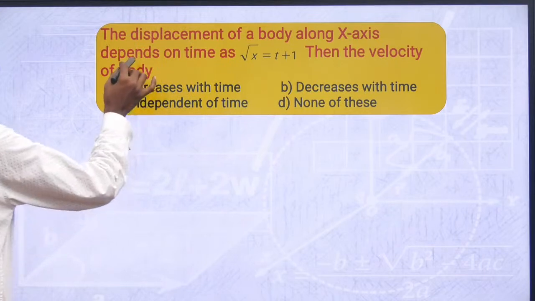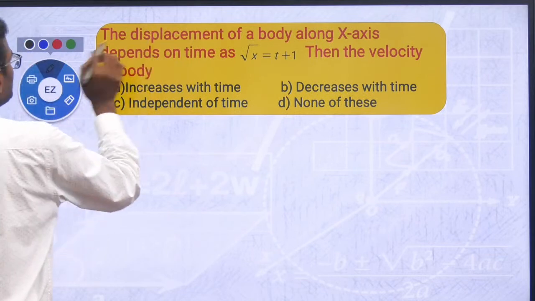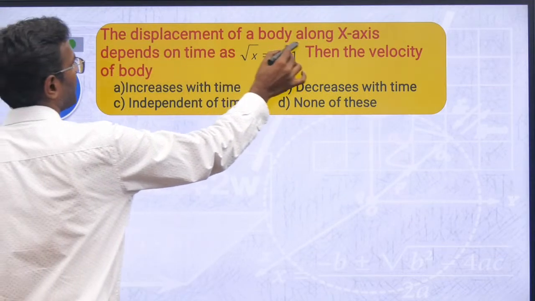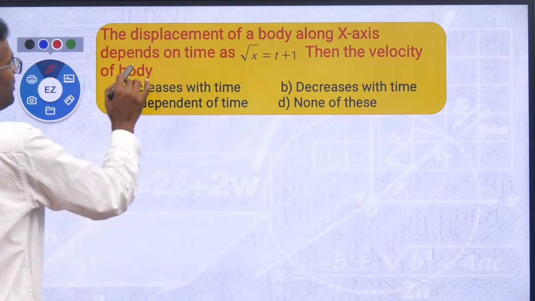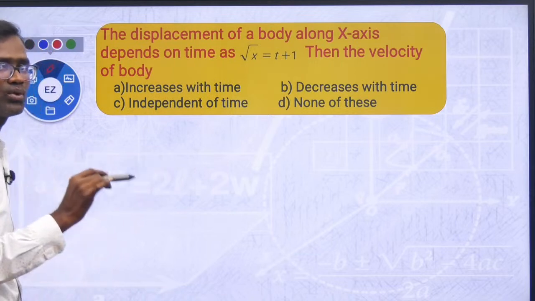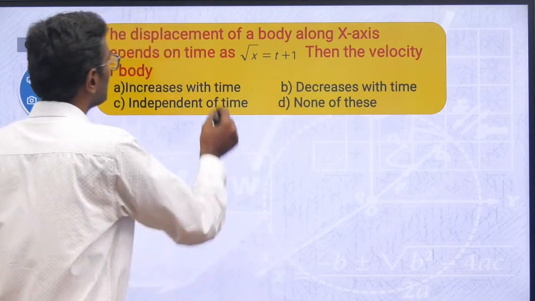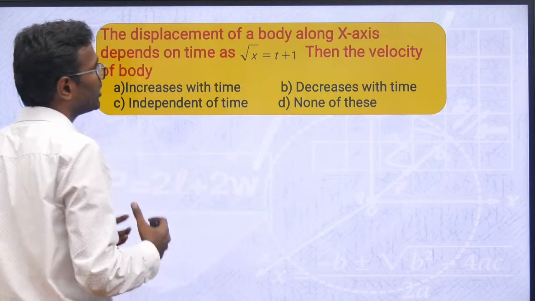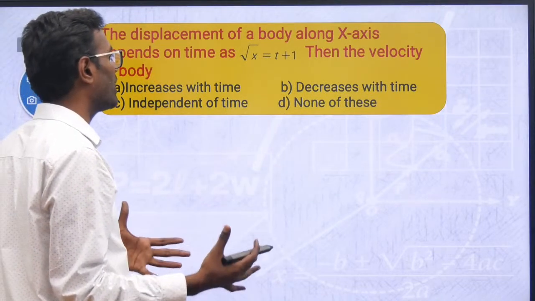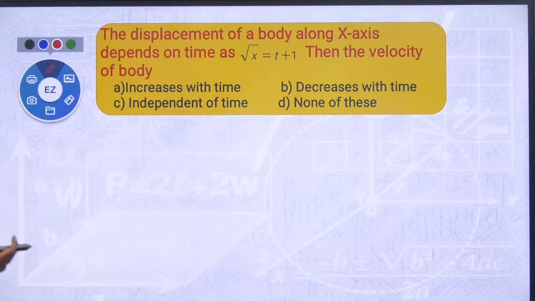So take this question. A particle is moving along the x-axis, and the position of the particle depends on time. According to the time, the position changes. The displacement of a body along the x-axis depends on time as root x is equal to t plus 1. Then the velocity of the body increases with time, decreases with time, is independent of time, or none of these.